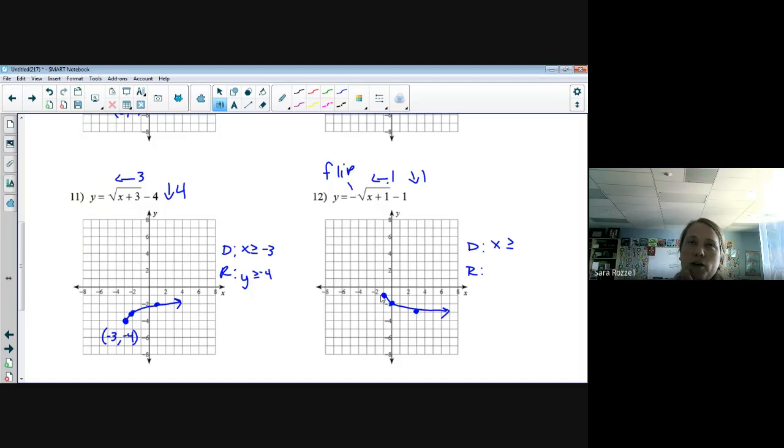What number is going to go with our domain? Which x value are we talking about? -1. So our x's are more than -1. And since we flipped over for our range, we're not going to say greater than, because our numbers aren't above this. Our numbers are less than -1 now because our graph is going down. So y is less than or equal to -1. So the only time your range will switch less than or greater than is if your graph is upside down.